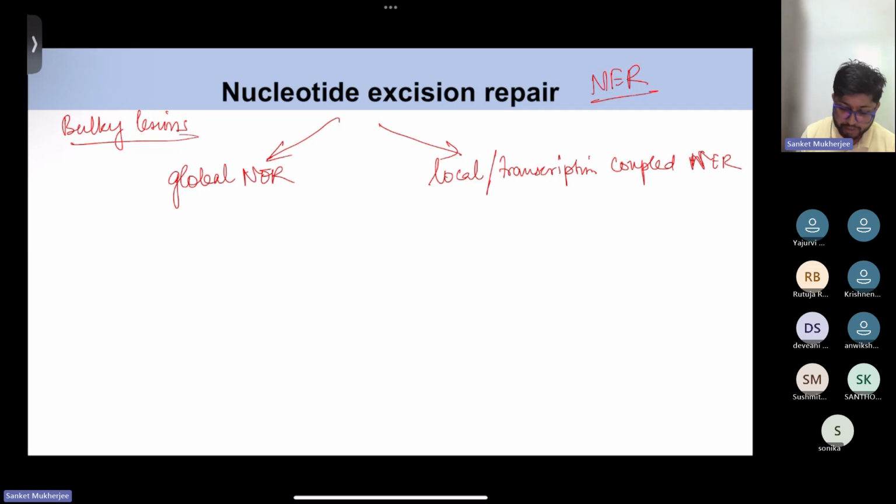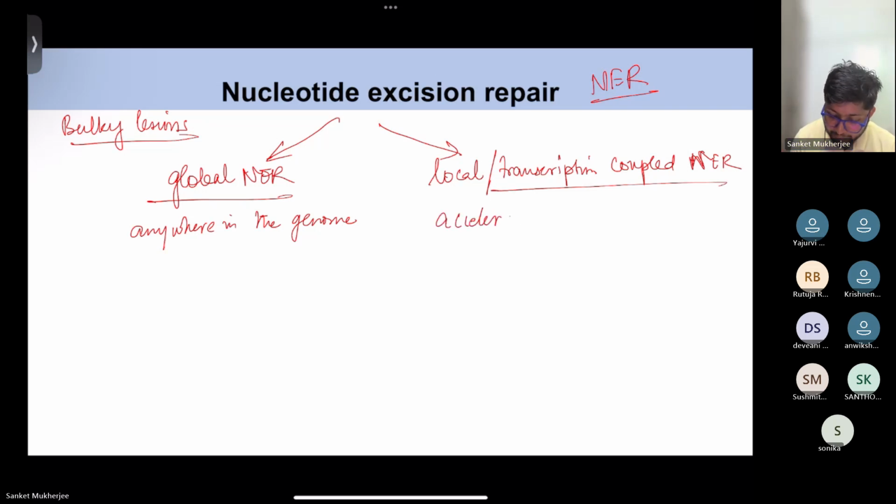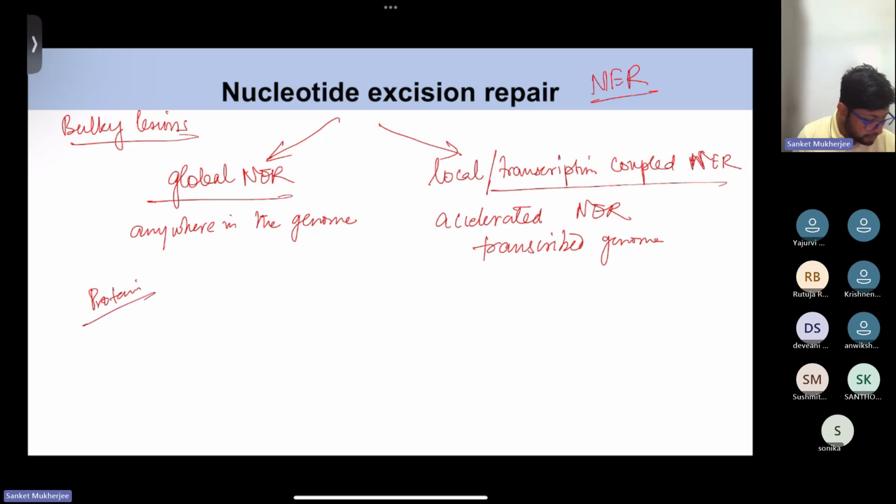In case of global nucleotide excision repair, it can happen anywhere in the genome, right? In case of transcription coupled nucleotide excision repair, it is an accelerated nucleotide excision repair for the transcribed genome. Essentially, the part of the genome which is transcribed, which forms an RNA, only those parts are accelerated in terms of repair pathway. There are various proteins involved behind it. Please read them through the lectures, right?